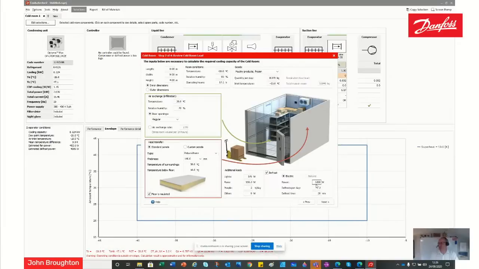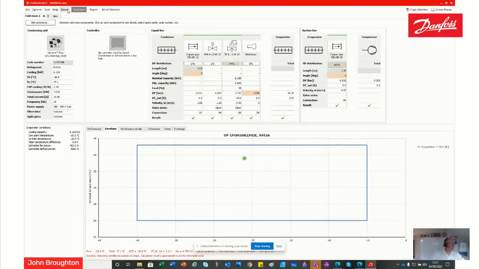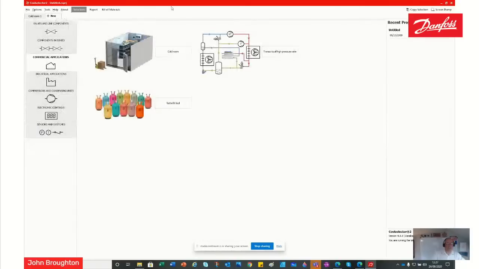So I hope that answered the question okay. If it did, just give us a thumbs up on the screen. If not, then we'll try and answer it a different way. Okay, it's like trying to drive two cars at once a little bit, this, but never mind. So I hope that answered the question regarding the defrost power. So let's just go back to this, do a new selection again.